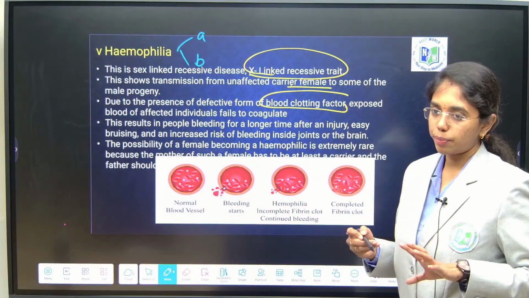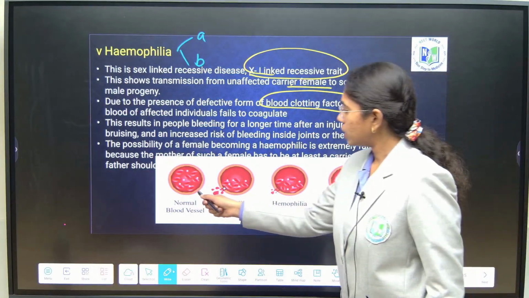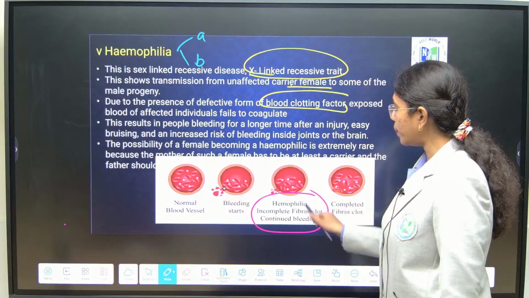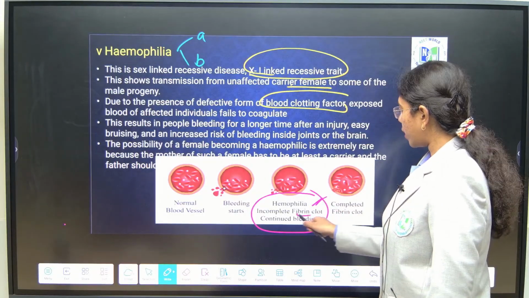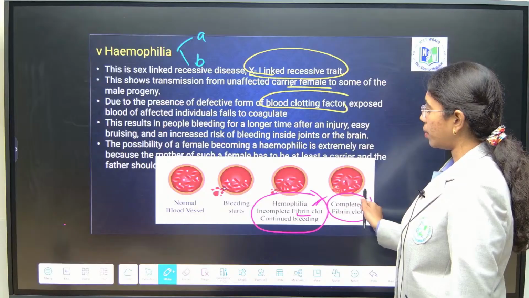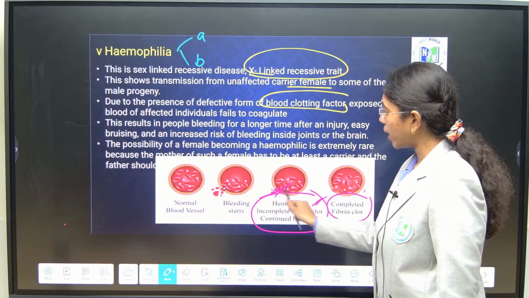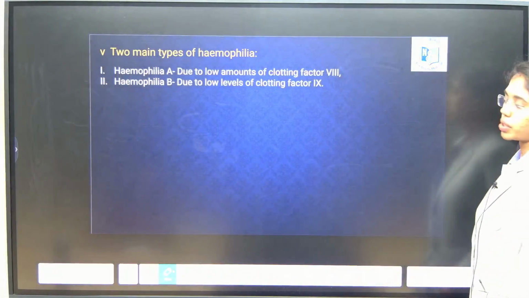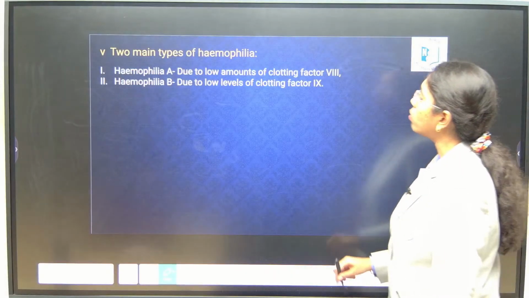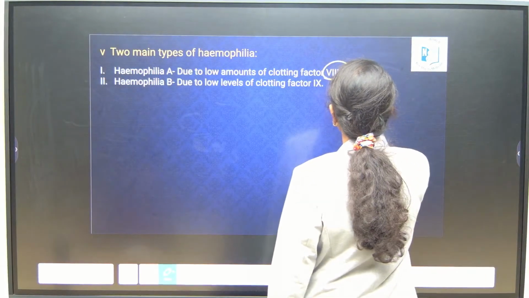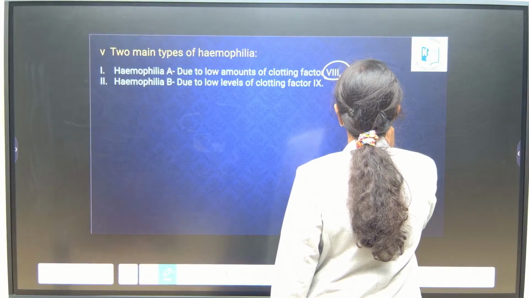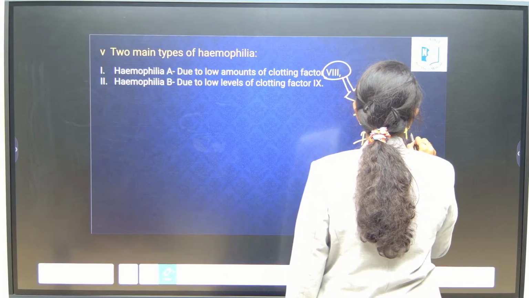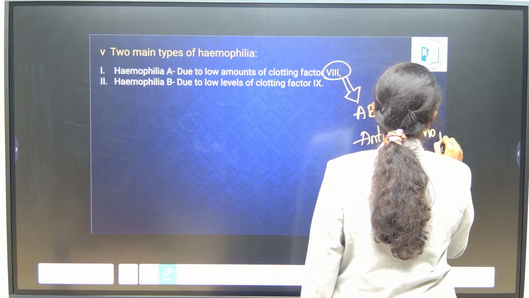Here you can see this is the normal blood vessel. If bleeding starts in hemophilia, the clot will be an incomplete fibrin clot, and the completed fibrin clot will be this. With the incomplete fibrin clot, blood will flow or ooze out completely. So, here we have 2 types. One is due to the low amount of clotting factor, that is anti-hemoglobulin protein.